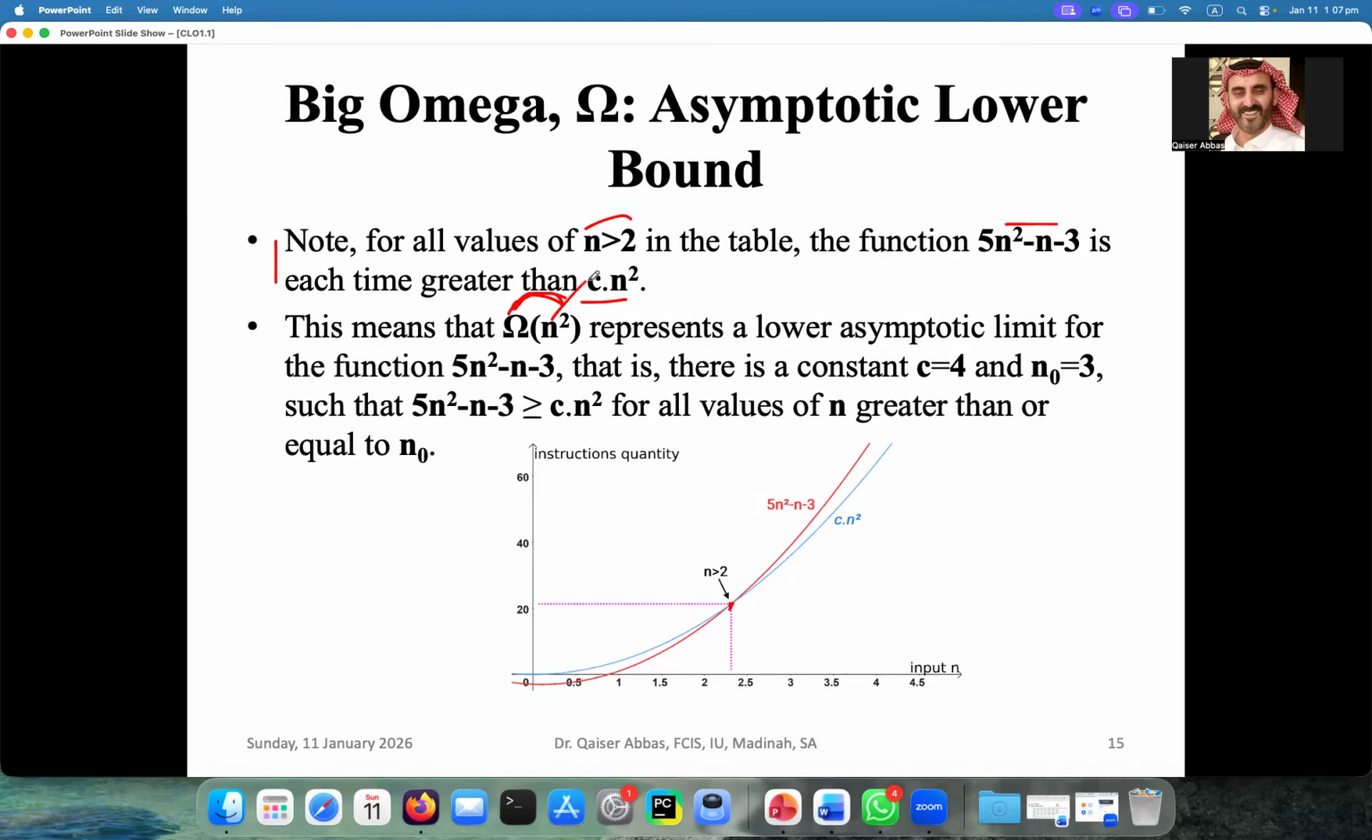It represents a lower asymptotic limit for this function, with a constant c equal to 4 and n0 equal to 3 from the table. And such that this equation f of n is greater than or equal to c g of n according to the table for all values of n greater than or equal to n0. N0 is 3. And now, here we are saying this is proved by using a general variable. Clear?